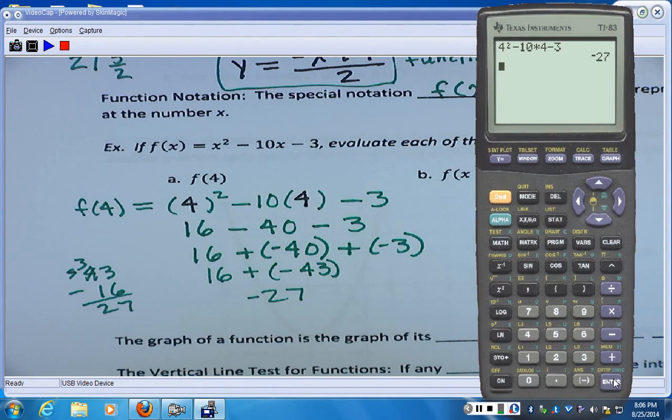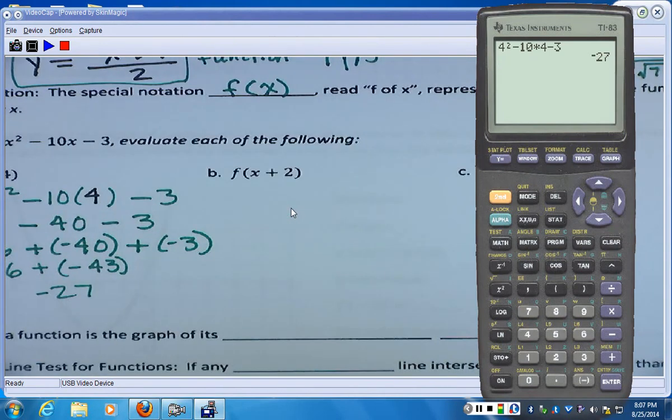But you don't have to show all those steps. You could show this. I want to see this, and then you could show the answer. You could just show 1, 2, 3 steps instead of 5. But if you want, you can show more.